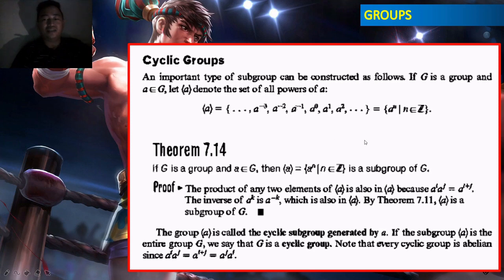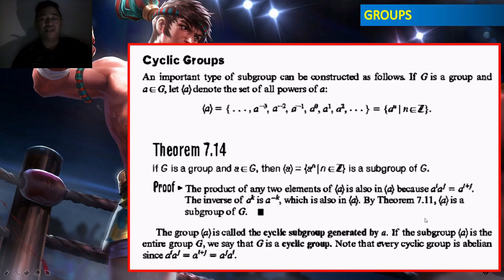What subgroup is it? So, A to the power of 0 gives the identity. Right. So the product of two elements of A is also in A, isn't it? With the laws of exponents, A to the i times A to the j is equal to A to the power of i plus j. So the inverse of A to the k is A to the negative k, which is also in A.